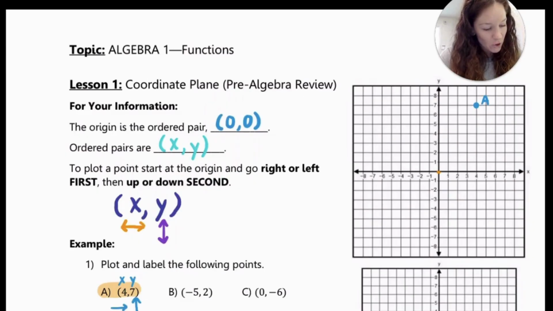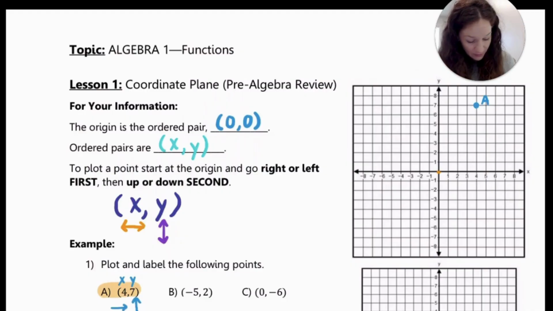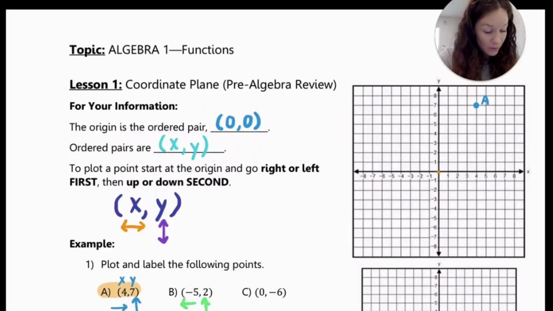Our next ordered pair is -5, positive 2. That's telling us we're traveling to the left 5, and then we're traveling up 2. Remember, the first value tells you left or right. So starting at that orange origin, we're going to move left 5, and then we're going to go up 2. So I go left, up, put a dot, and we will call that B.